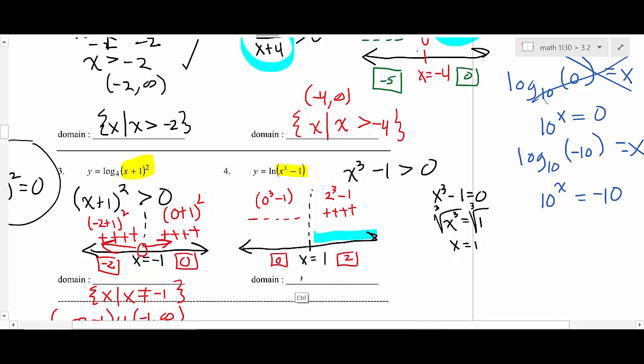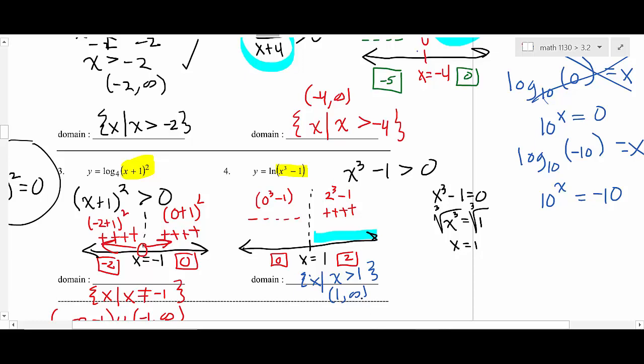So we would say, in set builder notation, the set of x such that x is greater than 1. In interval notation, we'd say 1 to infinity, like that, okay?